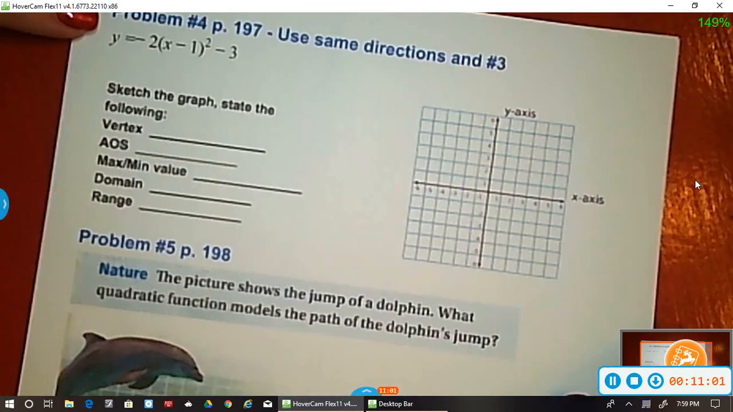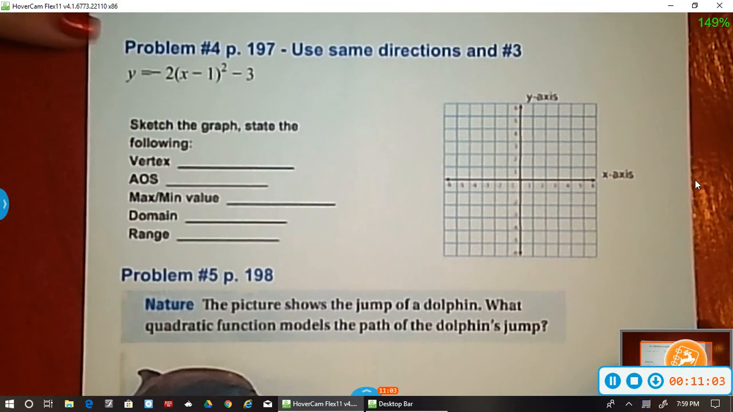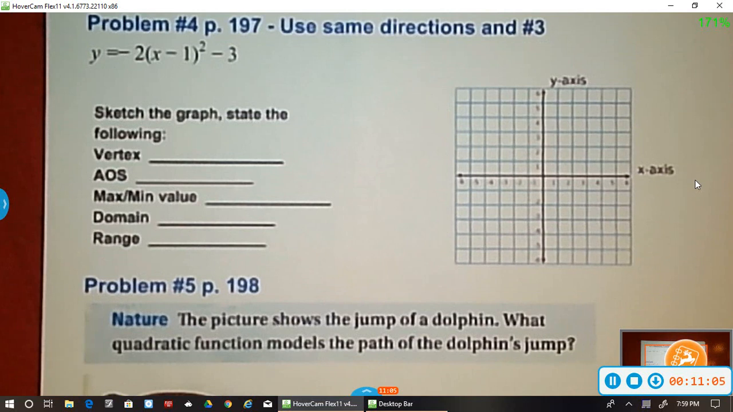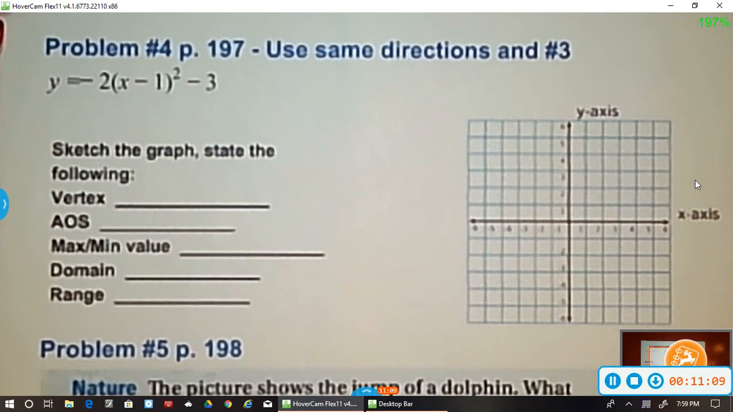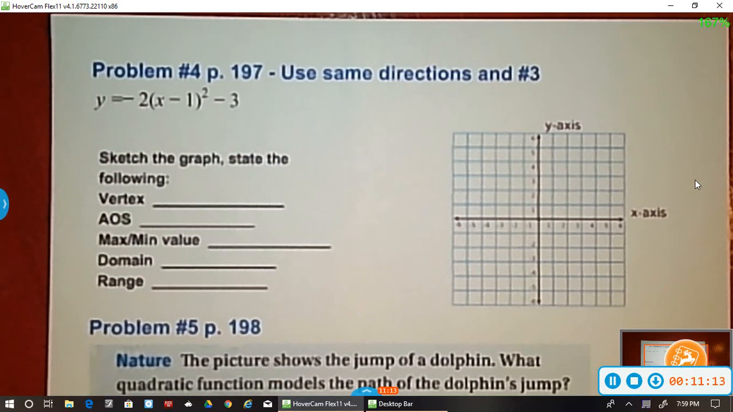All right, we got one more. It's just like that. So what I want you to do is I want you to pause the video for just a second. See if you can do this one on your own. After you've completed your sketch and you've answered the questions, then I want you to look back at mine, restart the video and check it and see how you did.